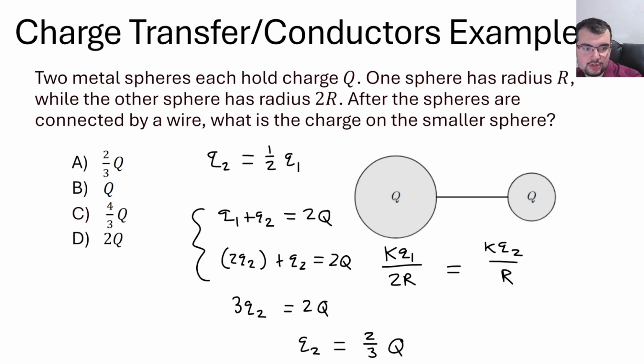And I said you could actually figure this out from the answer choices, because notice that 2/3 Q is the only thing that's lower than half the system charge. So we know that the bigger sphere requires more charge than the smaller sphere. So the bigger sphere actually takes up more than half of the system charge. So since this was the only answer that was less than half, we knew that had to be the answer.